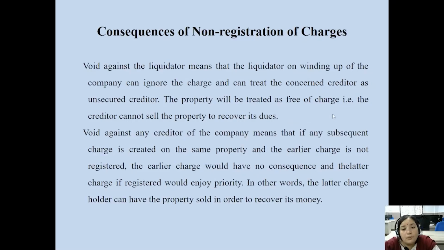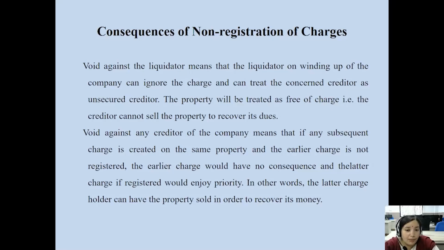Then we come to the continuation of the consequences of non-registration of charges. If you do not register your charges with the Registrar of Companies and do not keep records of the register of charges, it is declared void in the court of law against the liquidator. This means that the liquidator, who owns the income of the company, can ignore the charge and can treat the concerned creditor as an unsecured creditor. That is the meaning of this line.